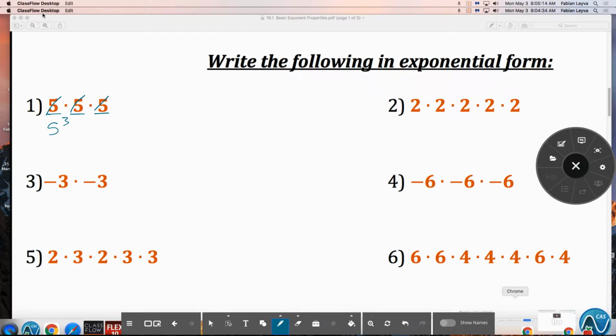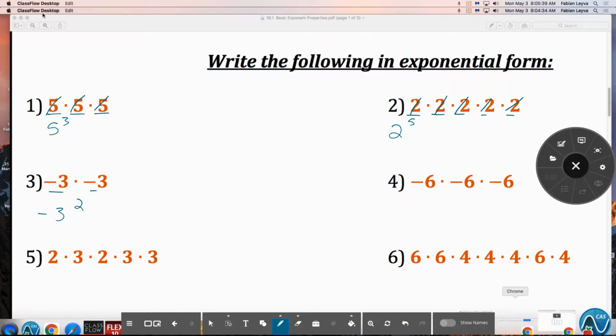Now let's look at number 2. Notice that I'm multiplying the same number by itself. That means I can rewrite it as a base, and how many times I'm going to multiply it is going to be the exponent. There's 1, 2, 3, 4, 5. Did I count that correctly? Yes. Now notice that I have number 3. I'm taking the number -3 and multiplying it by itself twice. So that means I can take that -3 and square it.